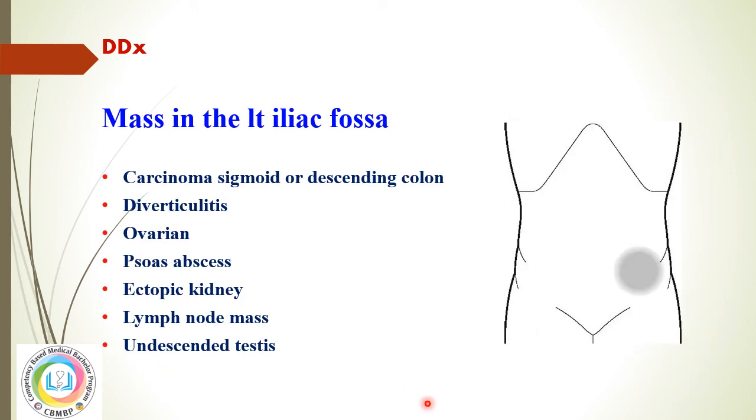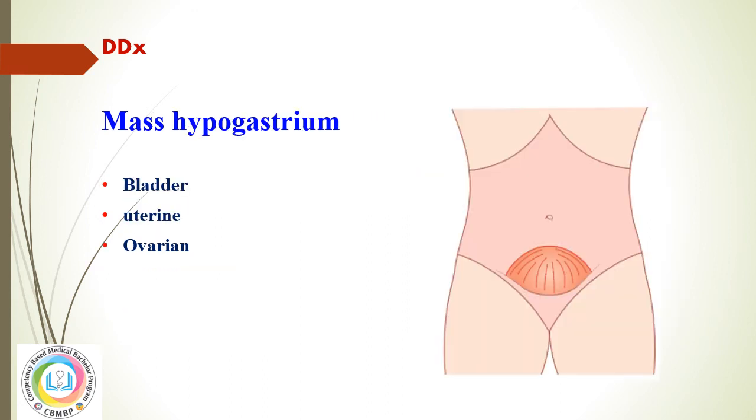Mass in the left iliac fossa, maybe carcinoma of the descending or sigmoid colon, or diverticular disease, or ovarian, psoas abscess, ectopic kidney, maybe lymph node mass or undescended testis in the left groin as in the right side.